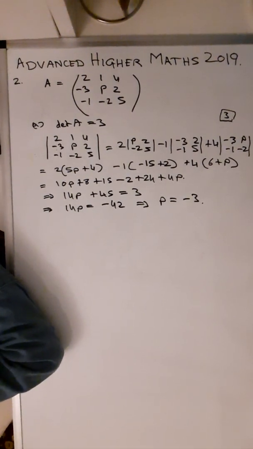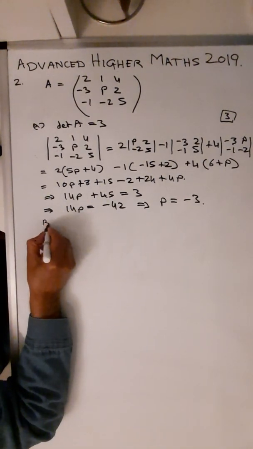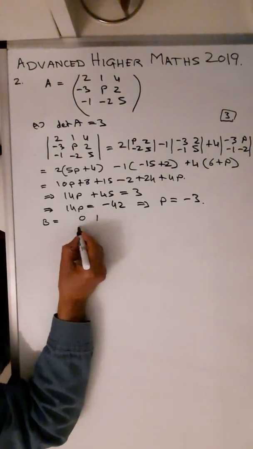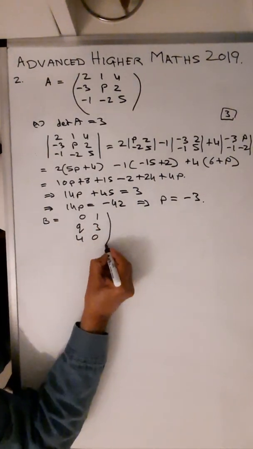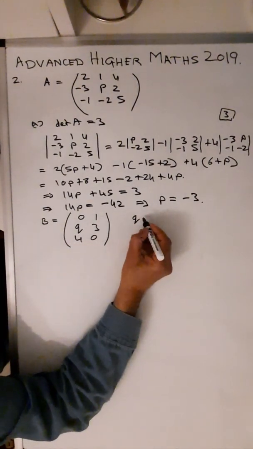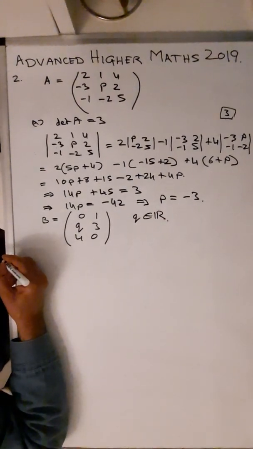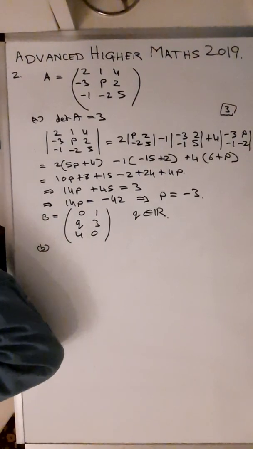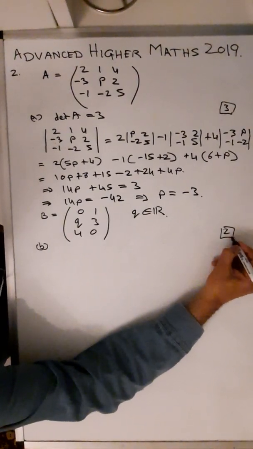And matrix B is defined by B equals 0, 1; Q, 3; 4, 0. This is matrix B, and Q is a real number. Okay, find AB. For part B, you're looking for AB. This is for 2 marks.